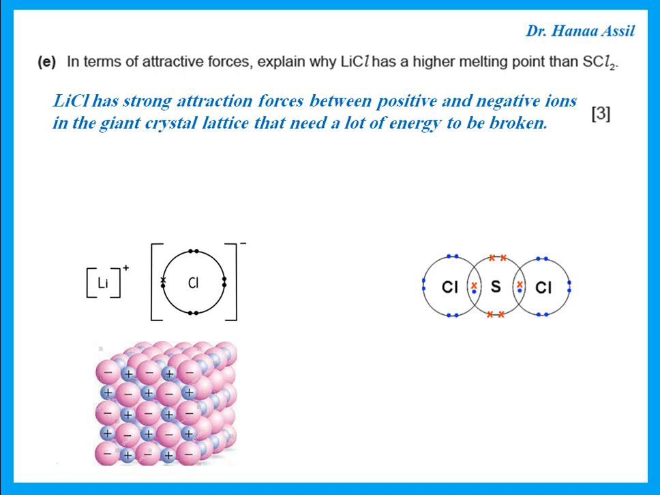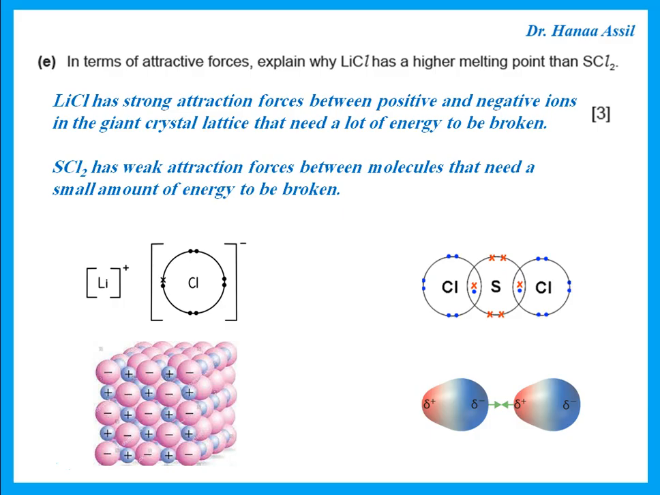But if I look at sulfur dichloride, we said this is covalent. Covalent molecules, simple molecular molecules, only have weak attraction forces between them. So this has weak attraction forces between molecules that need a small amount of energy to be broken. That is why its melting point would be lower than lithium chloride.